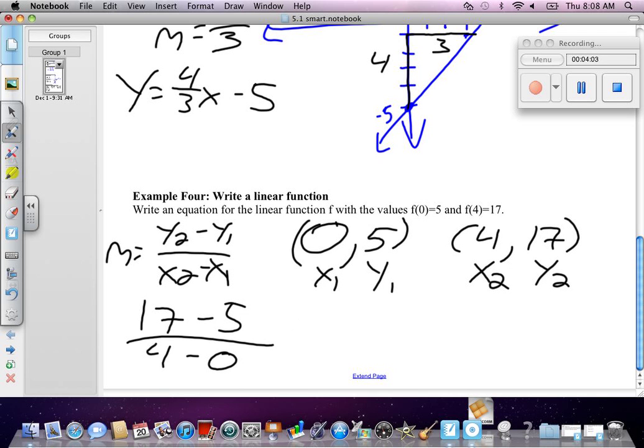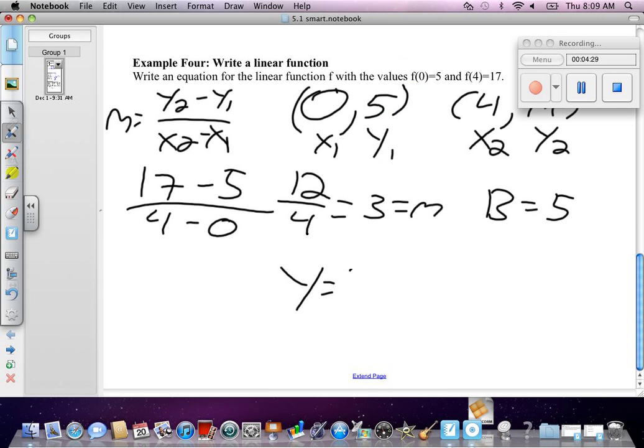17 minus 5 is 12. 4 minus 0 is 4. 12 divided by 4 gives us 3. So that's my slope. What's my y-intercept? I can tell from those 2 points. The y-intercept means x has to be what? 0. So when x is 0, what is y? 5. This is right here. So my b is 5. So then I write y equals 3x plus 5.